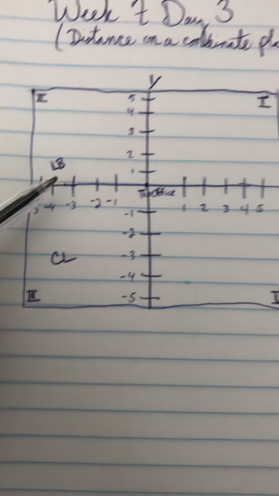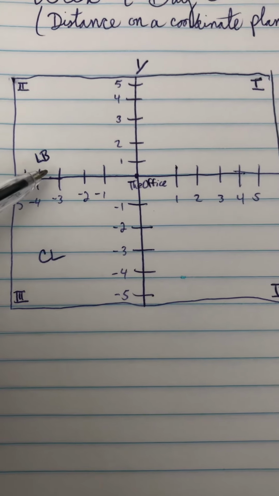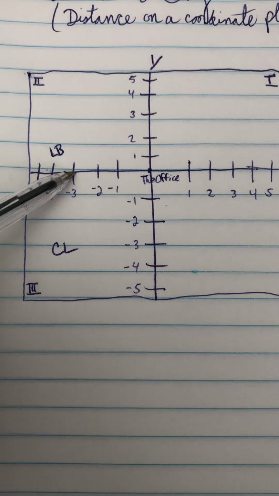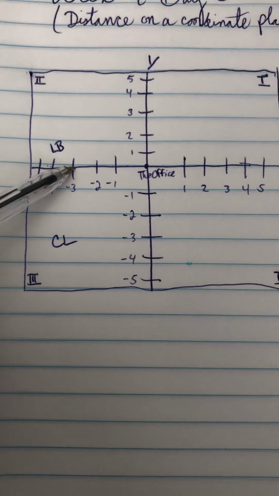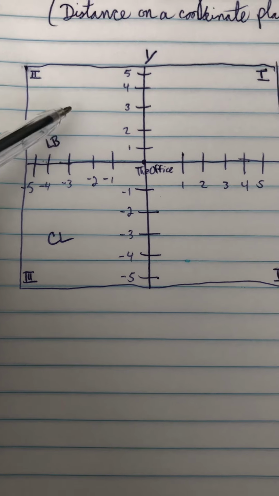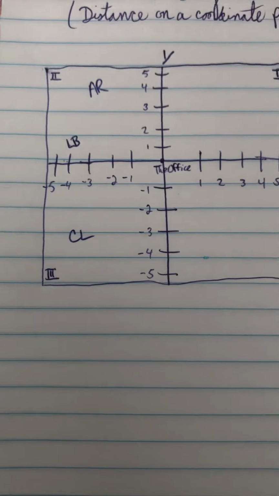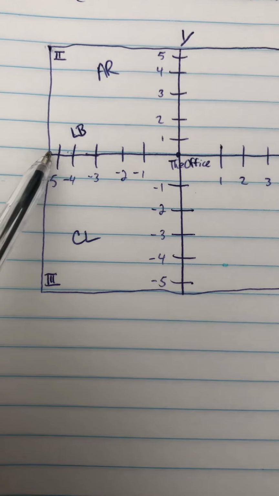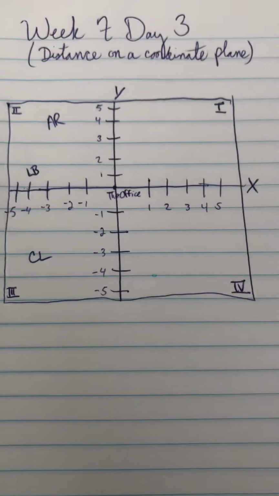Okay. The art room is 1 unit right and 4 units up from the library. So 1 unit right is here, and then 4 units up is where the art room is. So 1, 2, 3, 4. And so we could just say right here AR for art room because it was 1 unit to the right. So it's 1 unit to the right and then 4 units up. That's the art room.